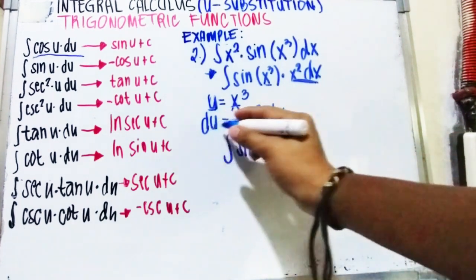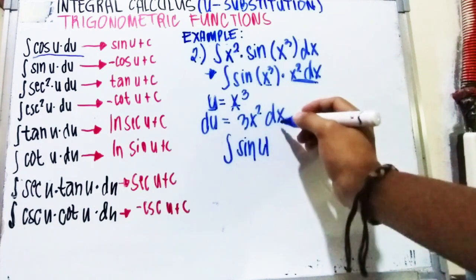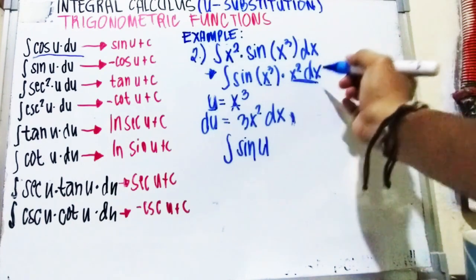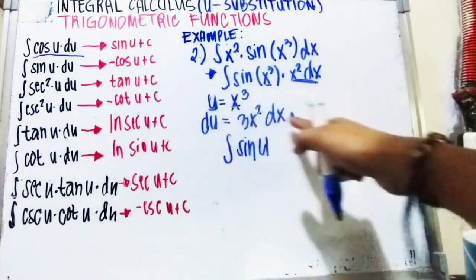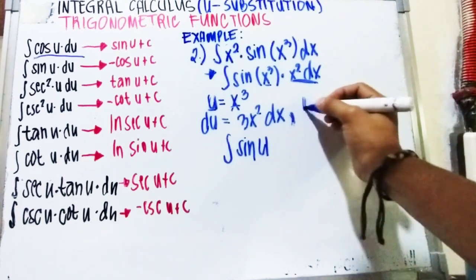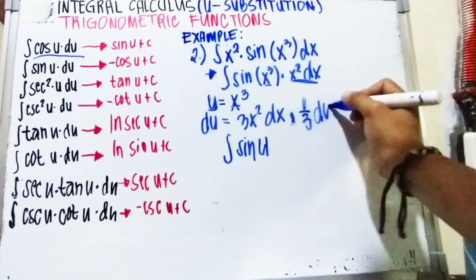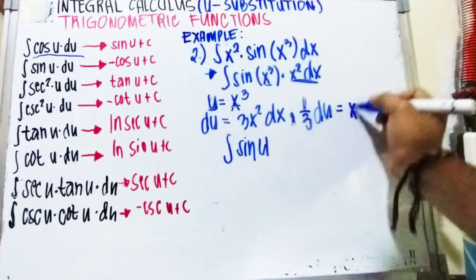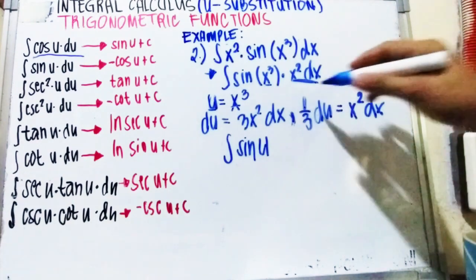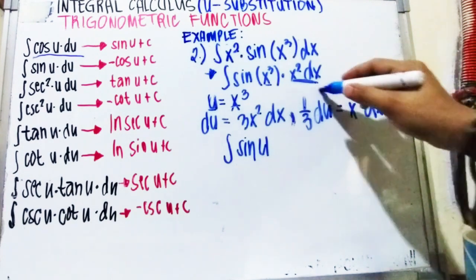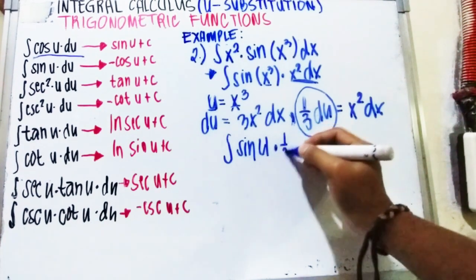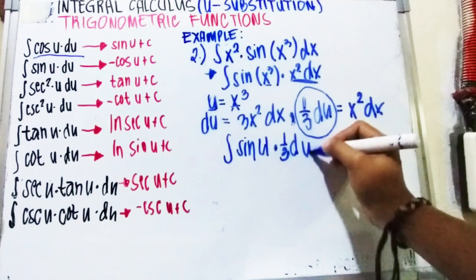Notice na yung derivative of u is 3x squared dx. Pero kailangan natin na dapat x squared dx lang yung papalitan natin. So, simplifying or evaluating this one, magiging 1/3 du is equals to x squared dx. Meron na tayong pwedeng ipalit sa ating x squared dx, which is yung 1/3 du.